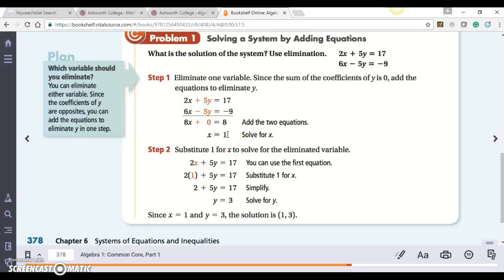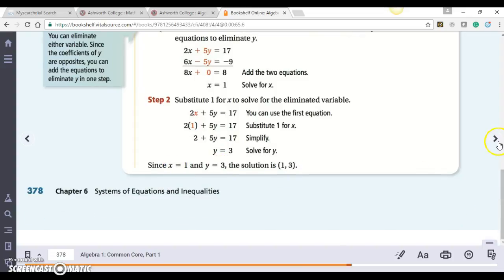Now, even though this is the elimination method, I'm going to use substitution now to find my y value. It doesn't matter which equation I use, I'm going to get the same answer. They chose the first one, 2x plus 5y equals 17, and they plugged 1 in, and they got 2 plus 5y equals 17. Subtract 2 from both sides, and I get 5y equals 15. They skipped that step, I see. Divide both sides by 5 and they get y equals 3. So the solution is (1, 3).